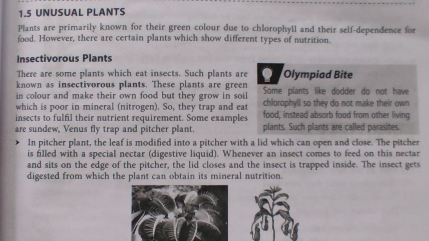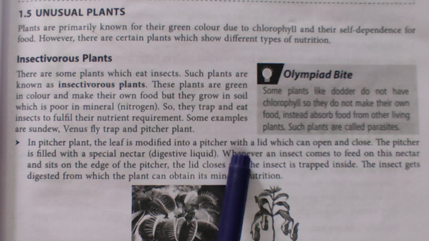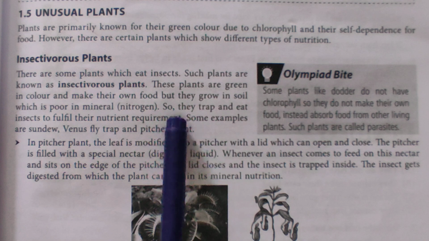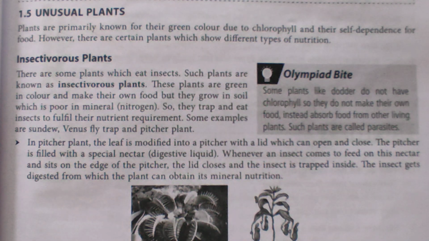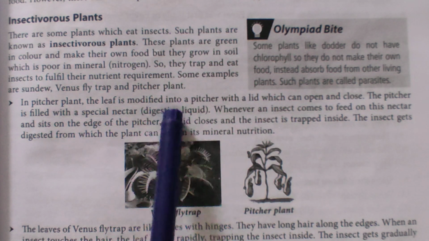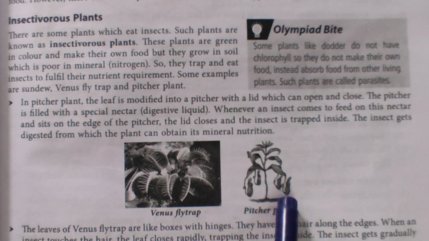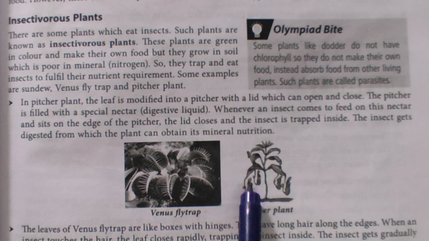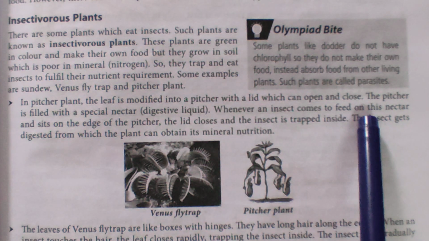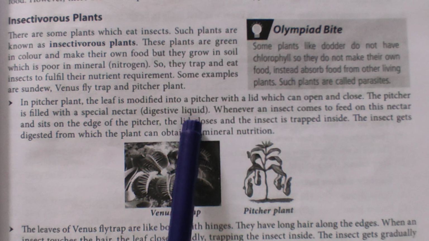Now next is what? In the pitcher plant, the leaf is modified into a pitcher. Okay, see here, it's just like a pitcher. So what are they doing? They are modified into a pitcher with a lid which can open and close. So see here the pitcher plant, how the pitchers are here and its lid is also there, which can open and close. The pitcher is filled with a special nectar, a digestive liquid.